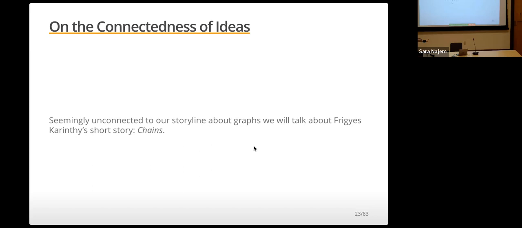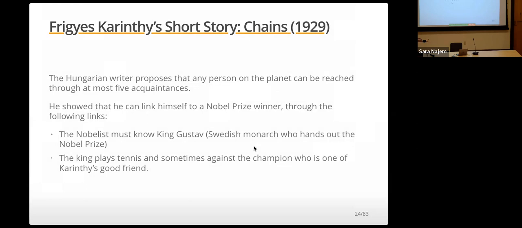So I'll start with a short story by the name of Chains by Karinthy, who is a Hungarian writer. He put out this short story in 1929 about how he can connect to any person on the planet with an average of 5 degrees, okay, five connections.